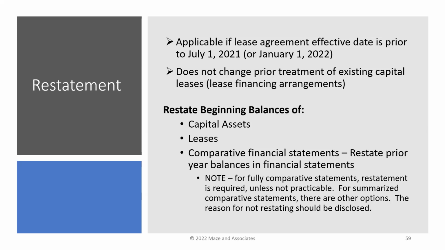So there are tables in the footnotes that need to be restated. The beginning balance of the capital assets table, because you're going to have that new line item for your intangible lease asset, and you're obviously going to have a beginning balance of a leases schedule. You're now going to have a new schedule that shows leases, beginning lease payable or lease receivable, activity during the year, and the ending balance.